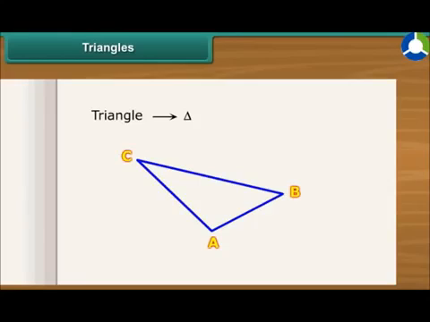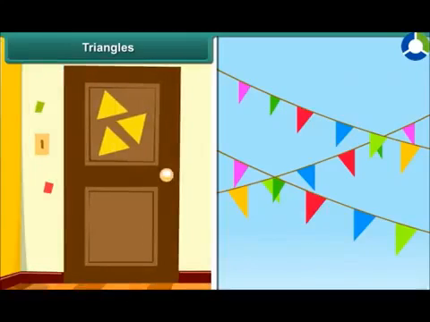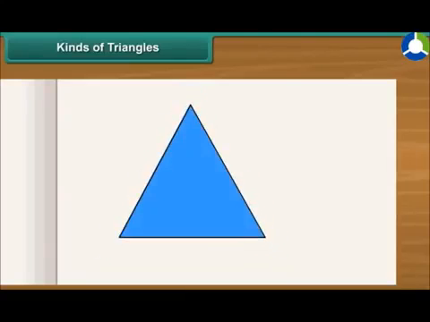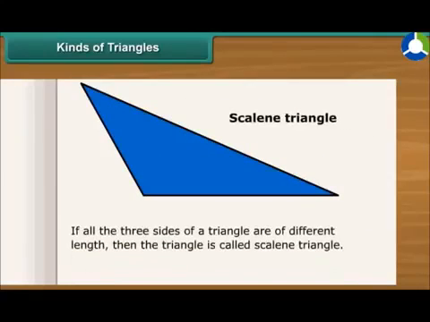Friends, can you recall some figures which are triangular in shape? Notice the flags in the ground and the design at the door. These are triangles. The triangles can be classified into three types depending upon the number of equal sides that they contain. If all the three sides of a triangle are of different length, then the triangle is called scalene triangle.